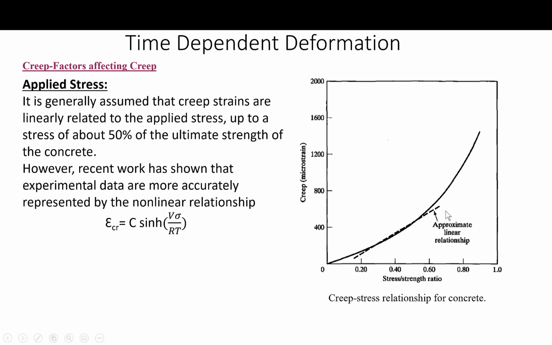However, as I said, there is a linear approximation for stress up to 50% of the strength of the concrete. Again, when this function is represented graphically, as we can see in this graph right here, the creep stress relationship is nonlinear for all values of stress. But again, it is approximately linear in the stress range generally used.